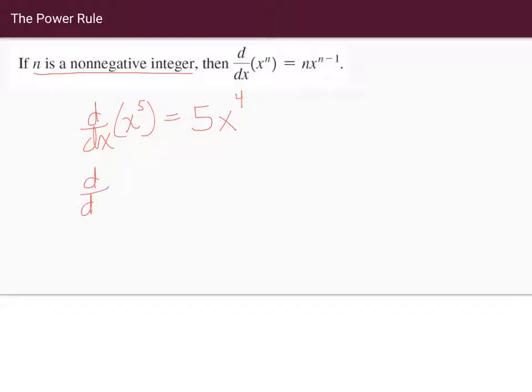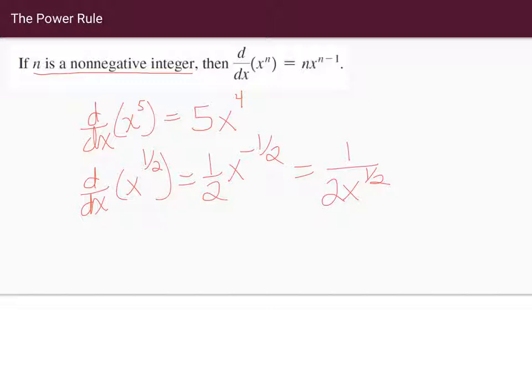Let's suppose that instead of an integer, we have a fraction, x to the 1/2 power. Remember, x to the 1/2 power is the same as the square root of x. We follow exactly the same rule. We bring down the power as a coefficient, and we subtract 1 off of the exponent. So we have 1/2 times x to the negative 1/2 power. And usually we don't want to leave negatives in exponents, so let's rewrite this as 1 over 2x to the 1/2 power.